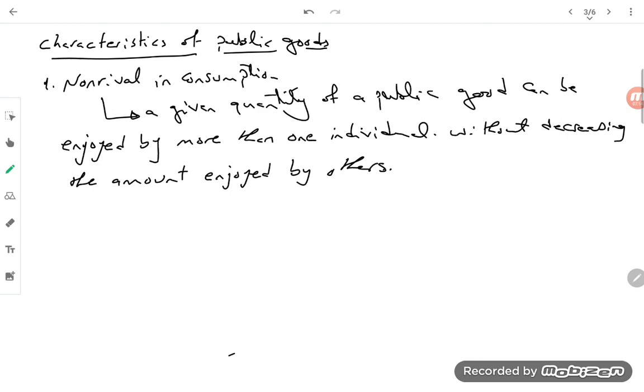Say, for example, the benefits of national defense are non-rival. When the population of a nation increases, no citizen suffers from a reduction of the quantity of national defense.